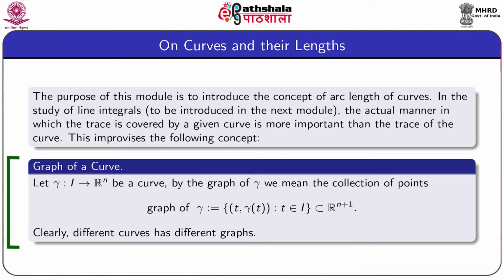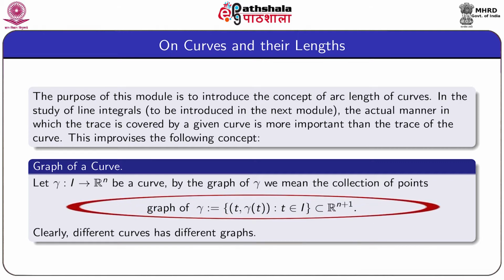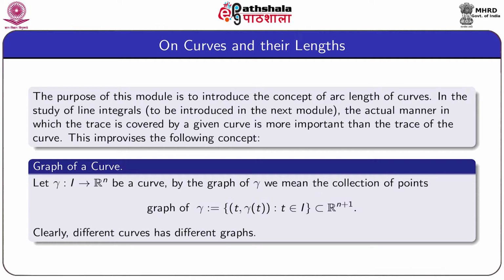So, we need another definition: graph of a curve. Let gamma from I to Rn be a curve. By the graph of gamma, we mean the collection of points, graph of gamma, defined by the collection of elements where the first comes t, then the n tuple which represents gamma t, where t varies over I. Clearly, graph of gamma is a subset of Rn plus 1. Clearly, different curves have different graphs.